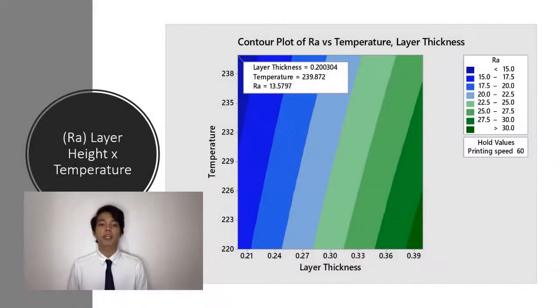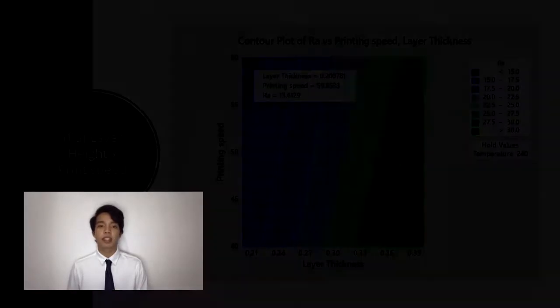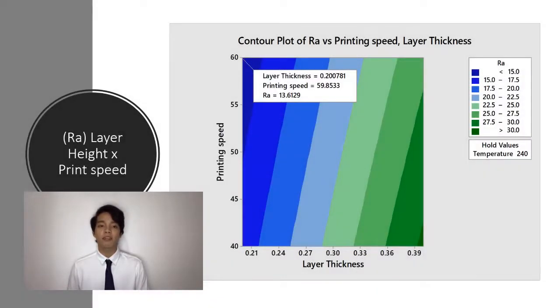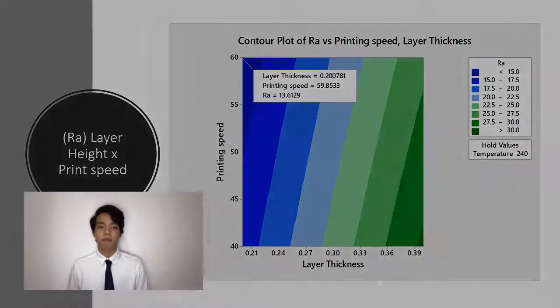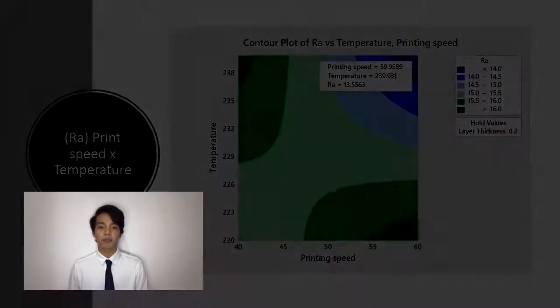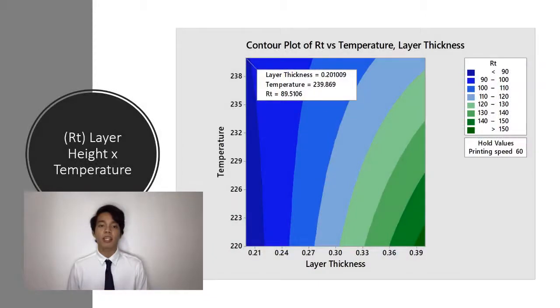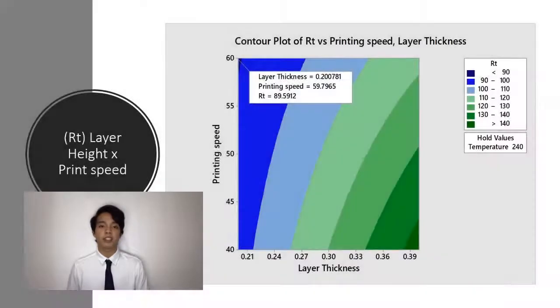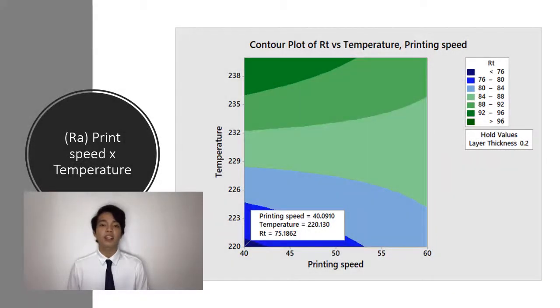This is the contour plot of RA for layer height and temperature. This is the contour plot for RA for the layer height and print speed. Contour plot for RA for print speed and temperature. And this is the contour plot for RT for layer height and temperature. While this is the contour plot for RT for the layer height and the print speed. And lastly, this is the contour plot for RT for print speed and temperature.